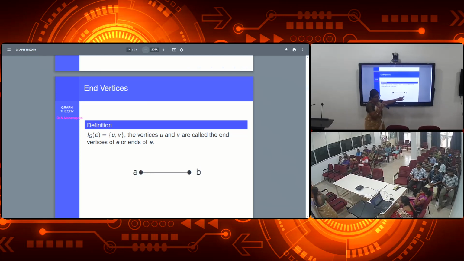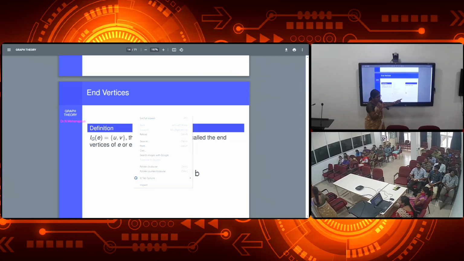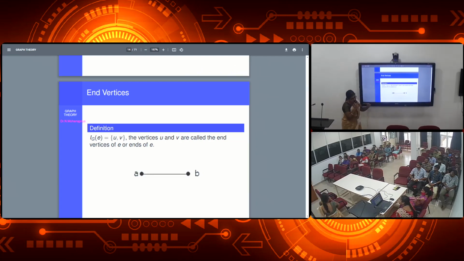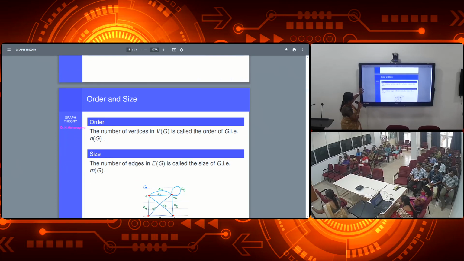The vertices are called the end vertices. Here A and B are the end vertices for that edge. Then order and size of a graph. The order of a graph is the number of vertices in the graph. As we have seen in the previous example, there are 4 vertices, so the order of that graph is 4.